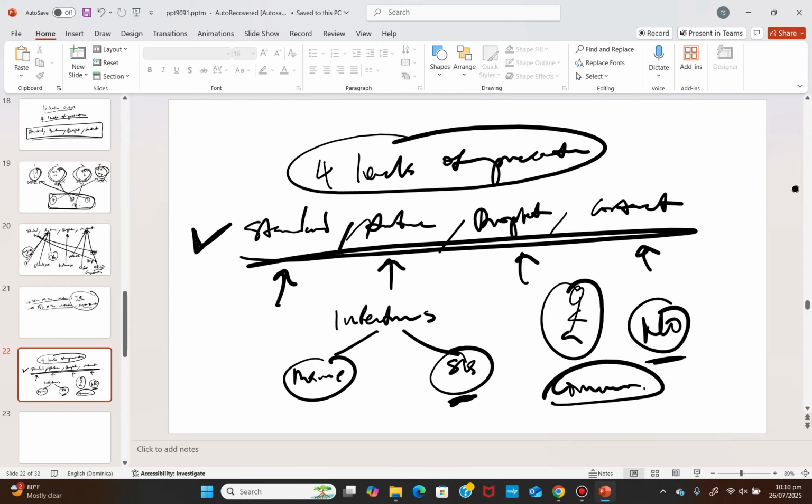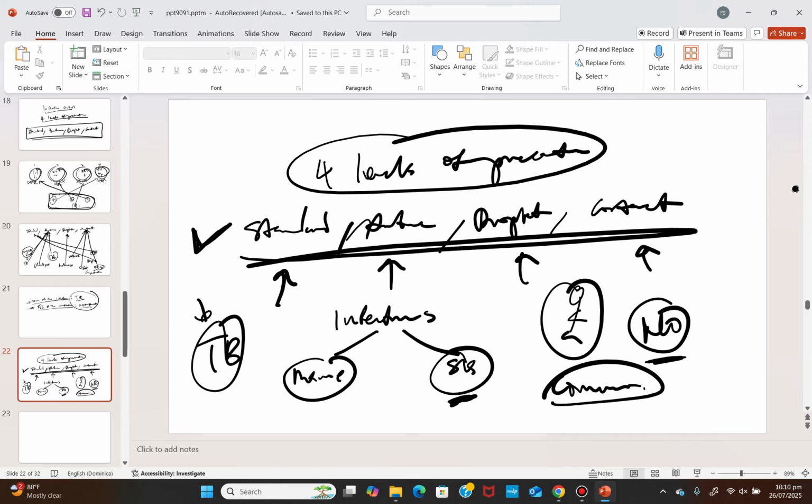Now, this is the number one problem with most students. They know the four levels. If you ask them to list the four levels of precaution, they can tell you: standard, airborne, droplet, contact. But if you ask them where TB belongs, they might tell you, oh, I'm not sure. Is it droplet? Is it contact? You see, that kind of student.